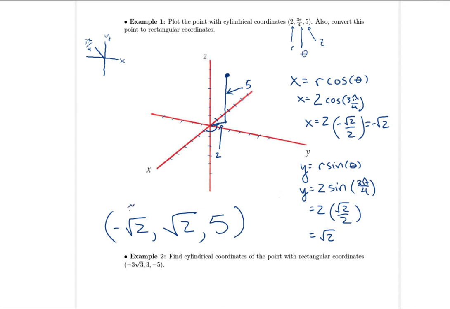And just as a note here to check our accuracy, square root of 2 is about 1.41. So does it look accurate to say that I go negative 1.41 in the x, positive 1.41 in the y, and then up 5? Yep, that lands me in exactly the same place.